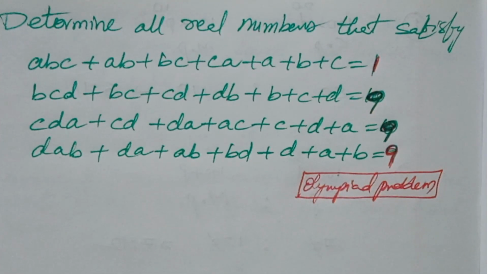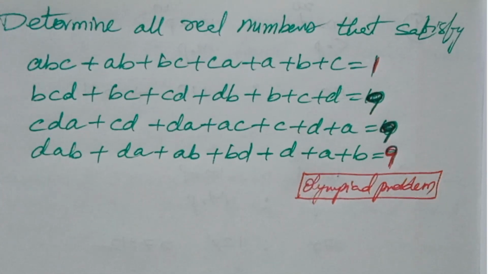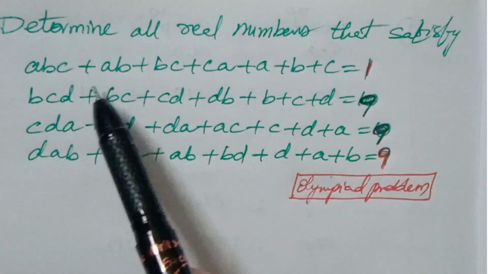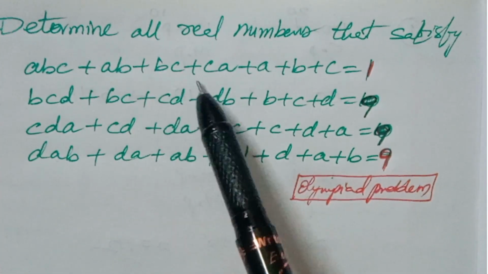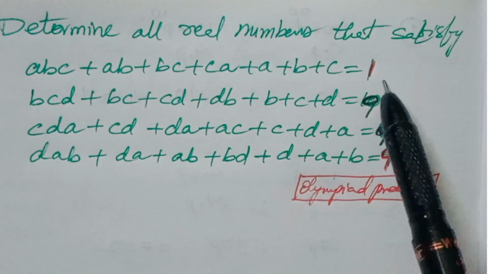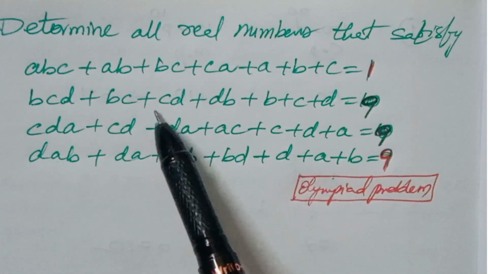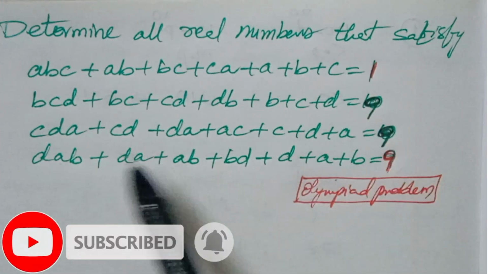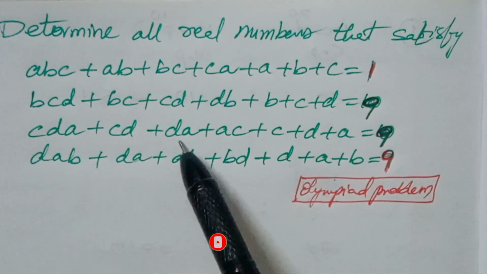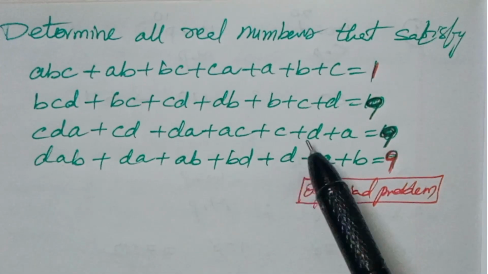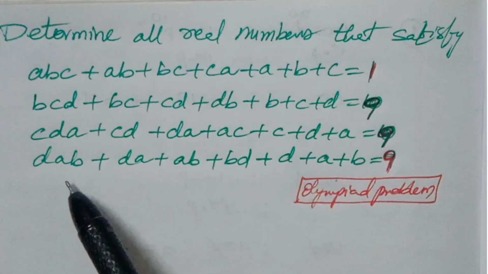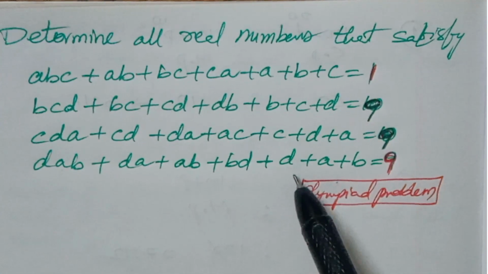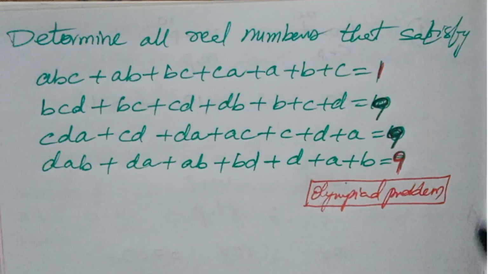Today we are looking at a Math Olympiad problem. It is given: determine all real numbers a, b, c, d that satisfy abc + ab + bc + ca + a + b + c = 9, bcd + bc + cd + db + b + c + d = 9, cda + cd + da + ac + c + d + a = 9, and dab + da + ab + db + d + a + b = 9.